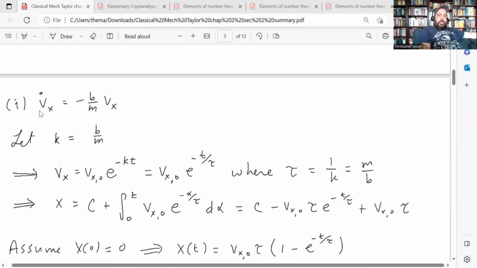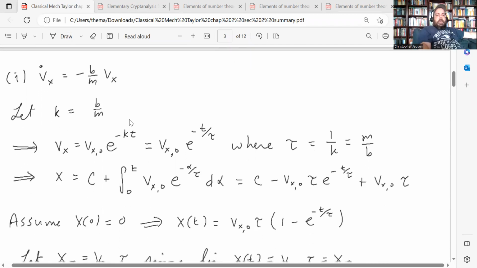So if we do that, we can divide by m to solve for vx dot. So vx dot equals negative b over m times vx. And then just to make solving the equation a little bit easier, so we don't have to keep writing b over m, he introduces the parameter k, which is equal to b over m. And when we solve the equation, this is an easy equation to solve. You get an exponential. This is the solution.